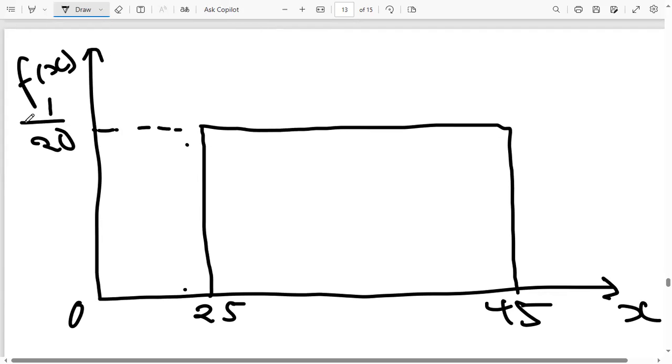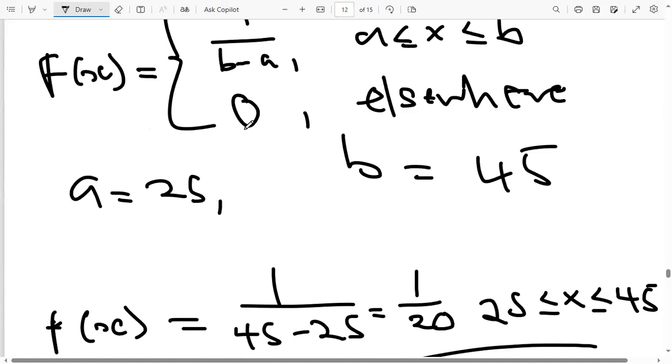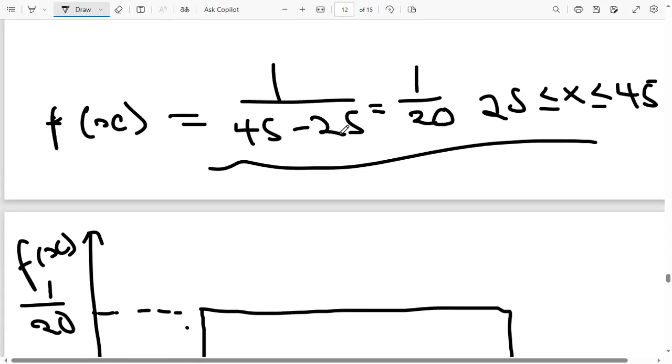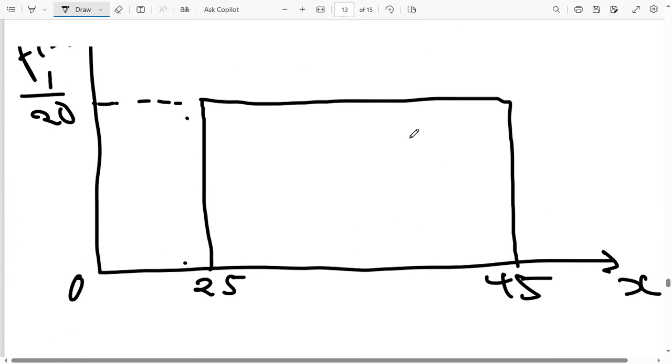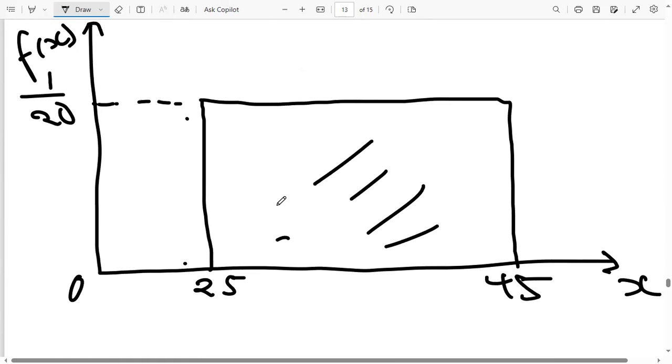How did you get this 1 over 20? From the PDF here: 1 over 45 minus 25, you get 1 over 20. So this is your height, and then the x values are these. So this one here will be the sketch. This one here will be the probability from 25 to 45.